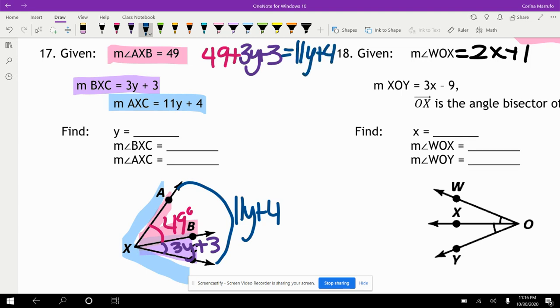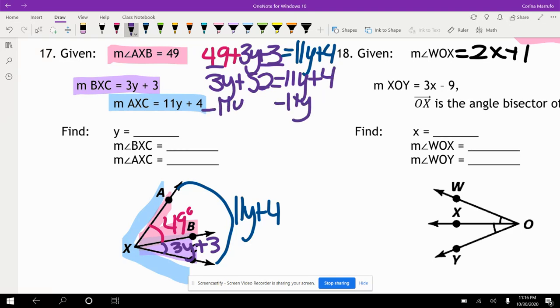So on the left side, the 3y doesn't have any other y's to combine with, so it's going to stay as 3y. Plus, we have 49 and 3 together, that gives us 52. This equals 11y plus 4. Okay, so we're going to start solving for y, so I'm going to move over the y to the left side. And this gives us negative 8y plus 52 equals 4.